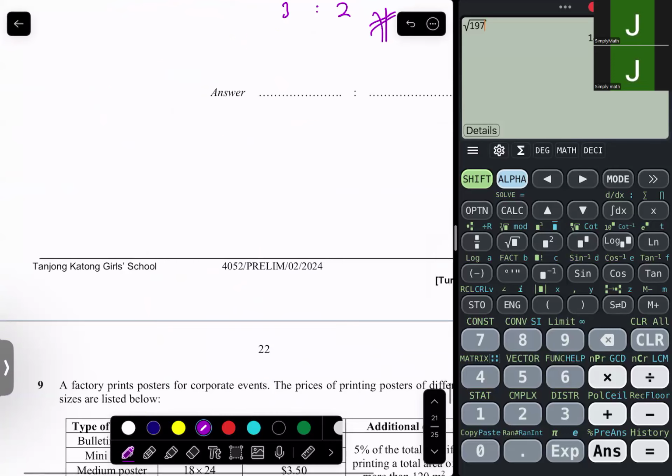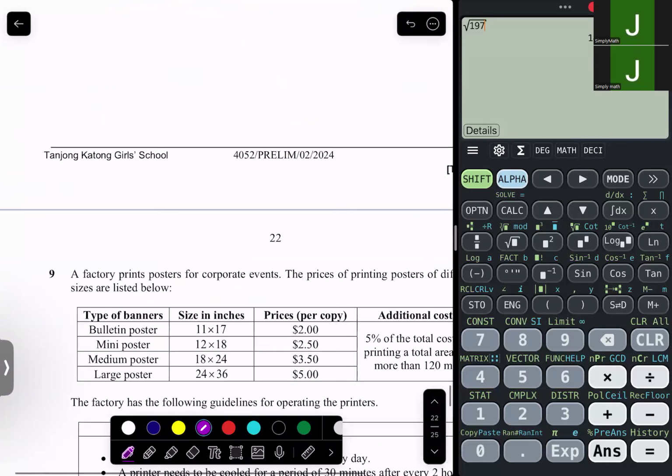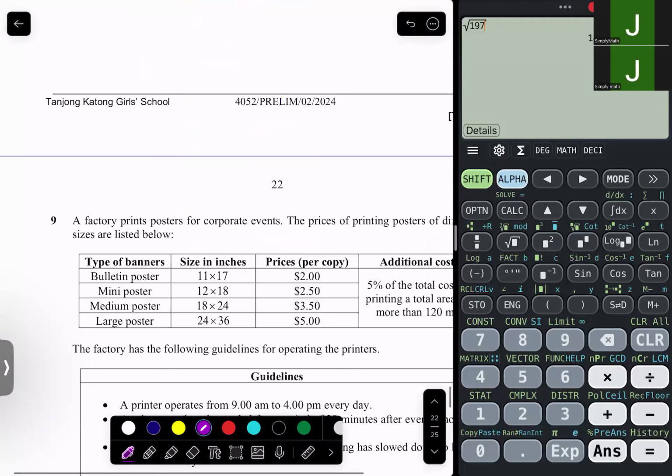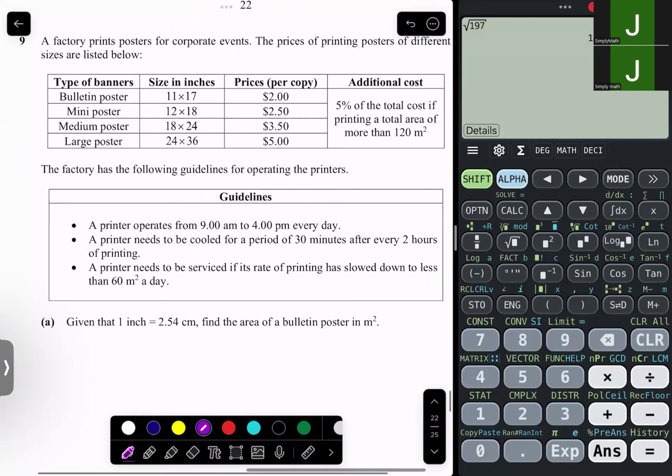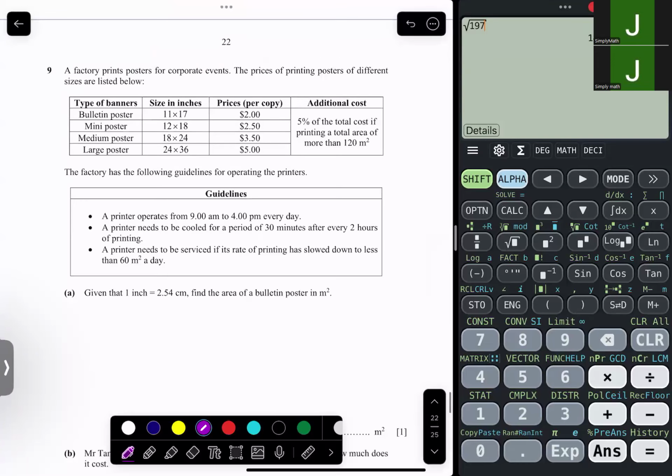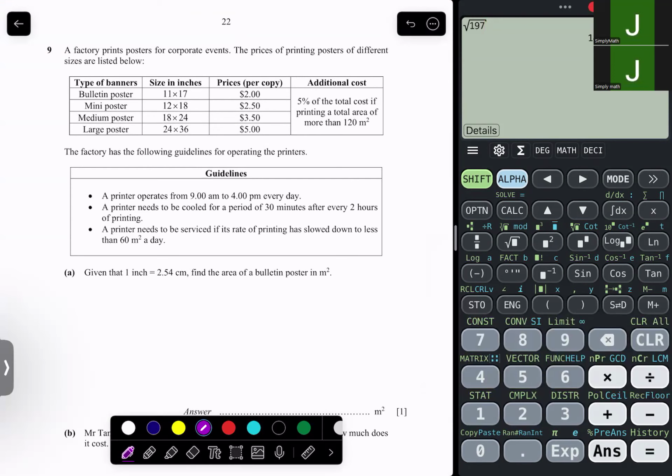A factory prints posters for corporate events. The prices of printing posters of different sizes are listed below. The factory has the following guidelines for operating the printer. Types of printer, size, prices, additional costs if the printing has a total area of more than 120 square meter. Printer operates from 9 a.m. to 4 p.m. every day. Printer needs to be cooled for a period of 30 minutes after every 2 hours of printing. A printer needs to be serviced if the rate of printing has slowed down to less than 60 square meter a day. Given that 1 inch equals to 2.54, find the area of a bulletin poster in meter squared.